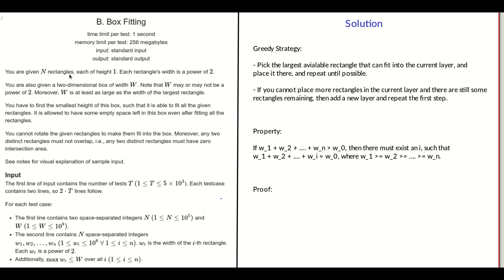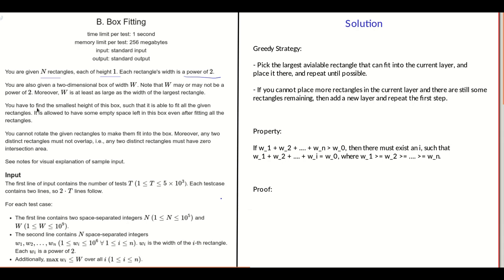You are given n rectangles, each of height 1, and each rectangle's width is a power of 2. We are also given a two-dimensional box of width capital W. It is given that the width may not be a power of 2, and that the width of the box will be at least as large as the width of the largest rectangle.